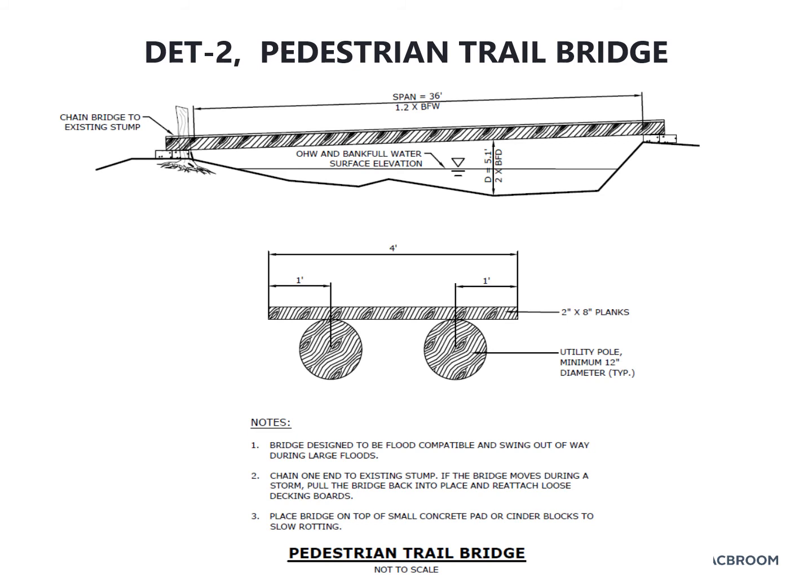The pedestrian trail bridge, there's a detail on DET-2. This is a relatively informal trail bridge. You can see the materials that we're suggesting it be made out of. There are some utility poles located on the site. The landowner said there's 5 or 6 of them that could be used for creating the bridge.